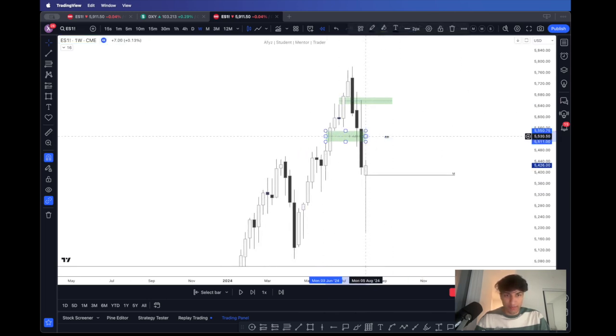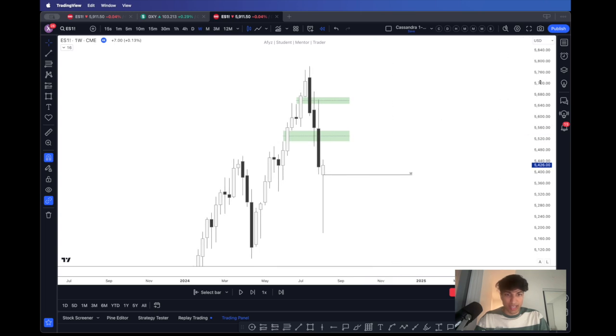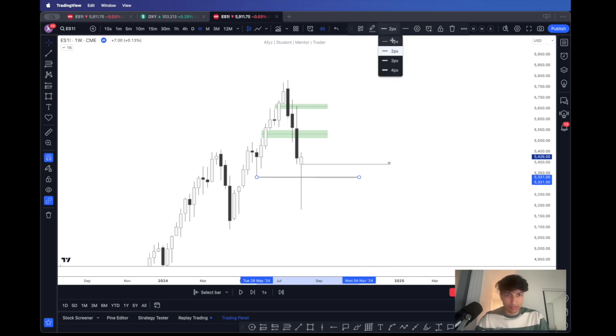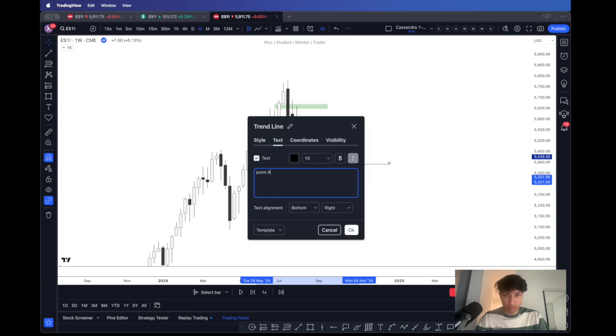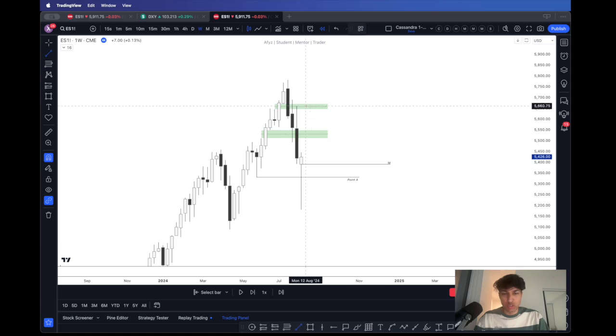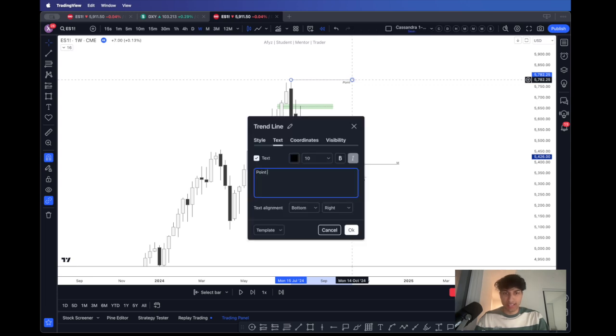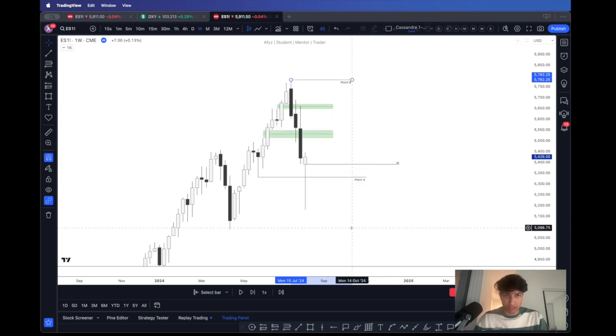So as you can see, let's start off by defining our point A and our point B. Point A is going to be this swing low, and we'll call it point A. Point B is going to be the swing high, the external range high, that is created in this displacement range.